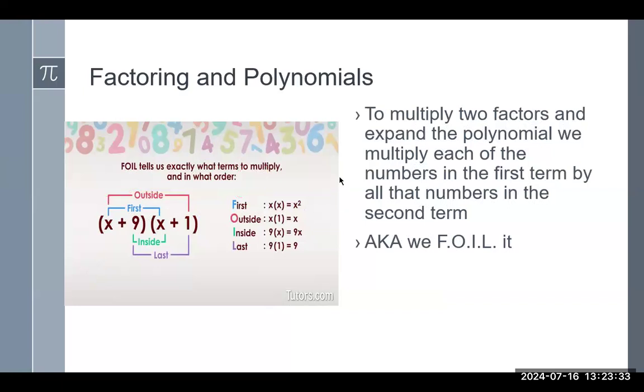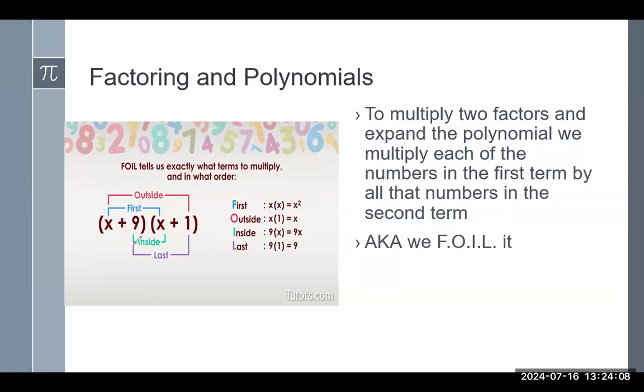Right, clear the drawings here. All right, so to multiply two factors and expand the polynomial, we multiply each of the numbers in the first term by all the numbers in the second term, aka we FOIL it, meaning that's first, then first times the outside, then inside, then last. And you add all of the terms together.